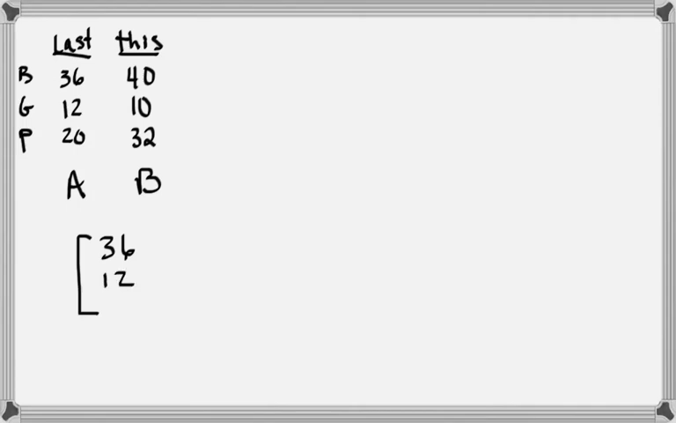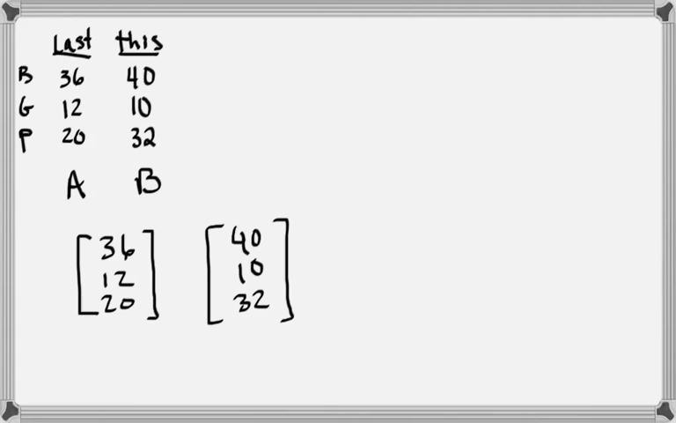36, 12, 20. The other matrix would be 40, 10, and 32. What I wanted to do was find the average. So what would we do now? I add them. Okay, that's good. Now what else? I'm sorry, we are not allowed to divide with matrices. It does not exist. Multiply by 1/2. There is no matrix division.